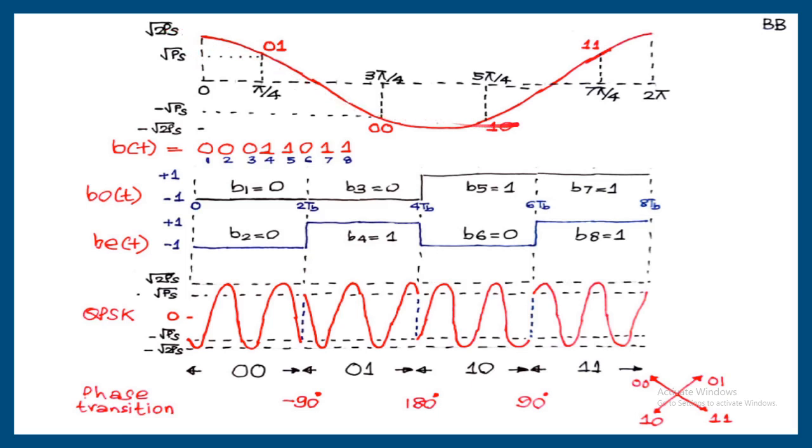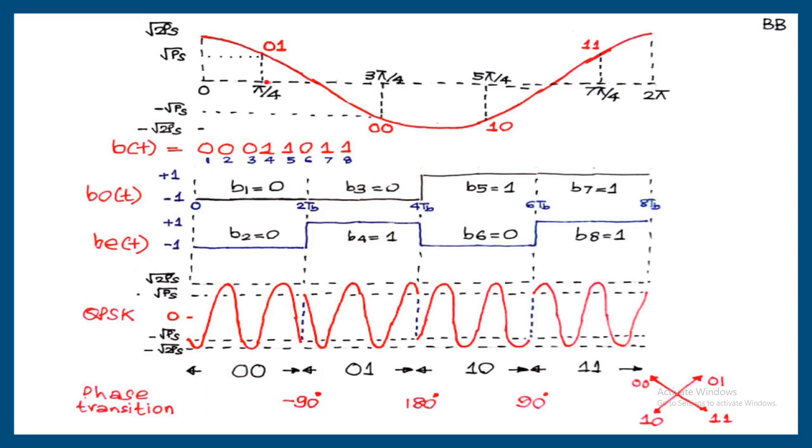And this is 2 pi. So for different phase values, the amplitude is calculated. Cos pi by 4 is 1 by root 2. 1 by root 2 into root 2 Ps will be root Ps. So like this, first point, second point, third point, fourth point, all these 4 points are important with respect to our previous expression, because we got 4 QPSK vectors like this.